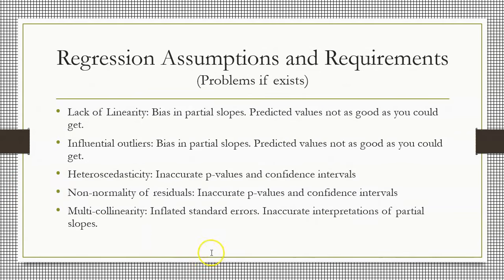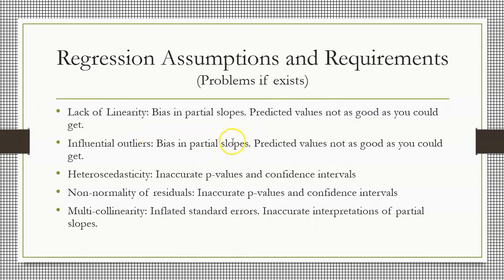Let's talk about the problems if any of these things happen next. If I don't have linearity, there's bias in the partial slopes. The partial slopes aren't as good. The real issue underlying it is the predicted values aren't as good as you would be able to get if you fit a more appropriate shape than a line to this data. So if you imagine just simple linear regression, if it was really a curved shape and you fit a line through it, you are not going to be predicting your y as well as if you actually fit a curve through the data.